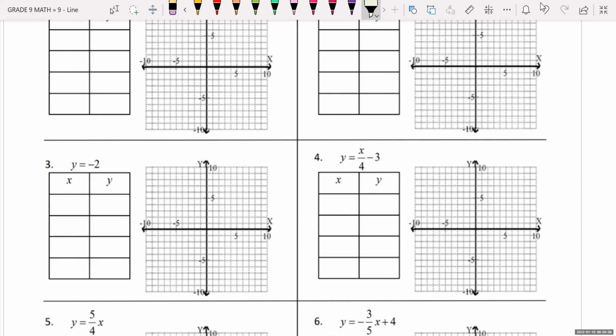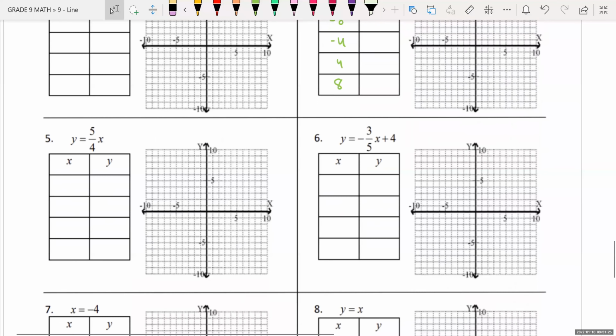So pay attention to question number 4. It is one with a fraction. So this is kind of like saying y is equal to 1 over 4x minus 3. So you want to make sure the numbers you pick for your x, for your chart, are values related to 4. So I would maybe pick -8, I would pick -4, I would pick 4, and I would pick 8.